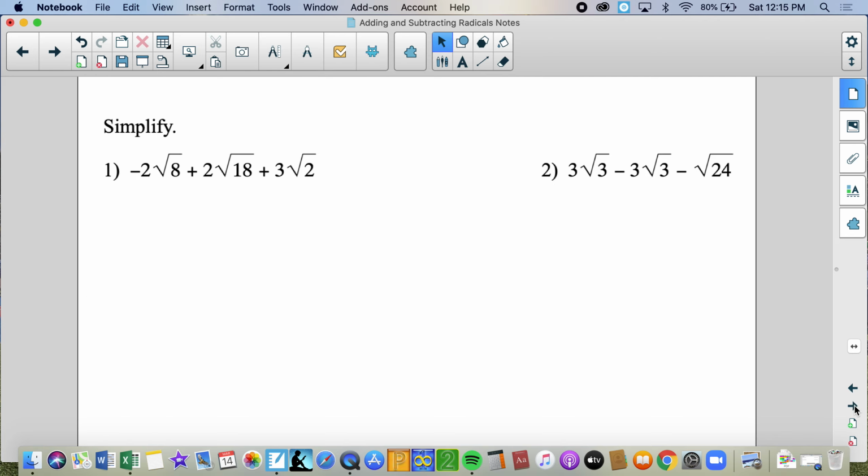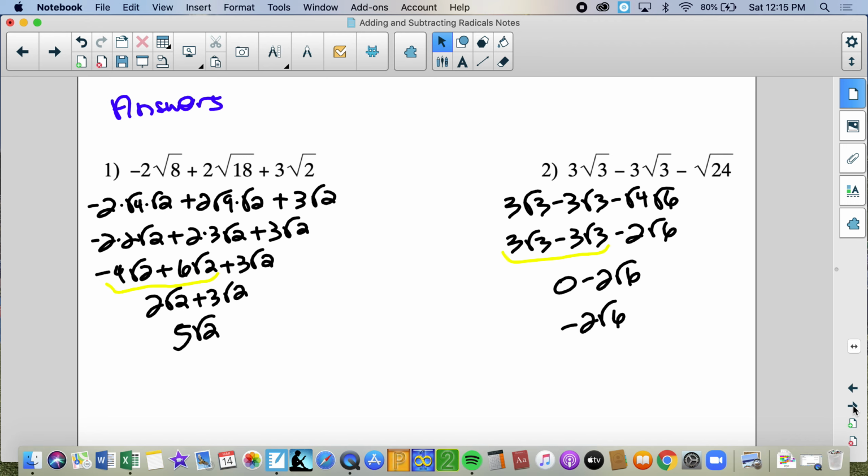Let's look at these 2. Now we have 3 terms that we're adding. I would pause it, try those 2 problems, and then play when you're ready to see the answers. Answers to problems number 1 and 2: 5 rad 2, and -2 rad 6. Next page.